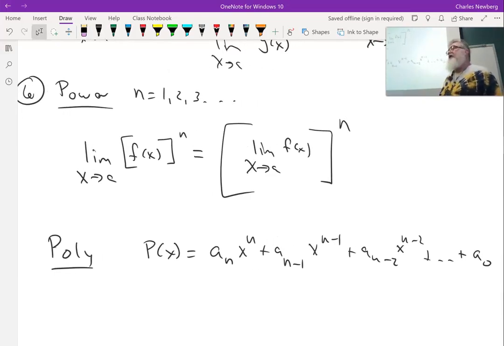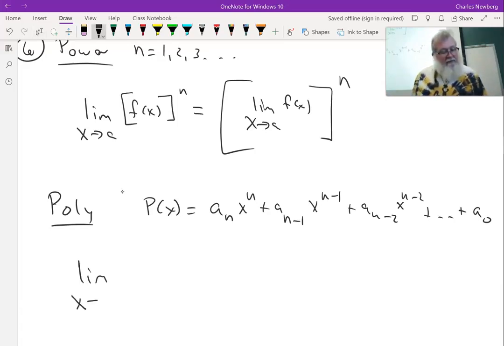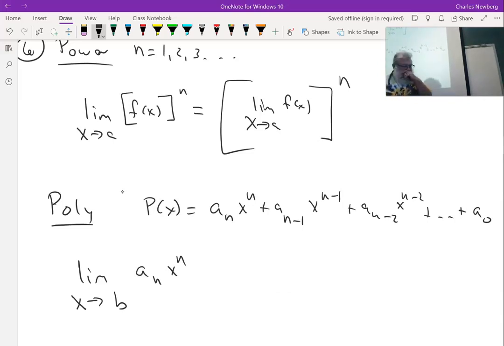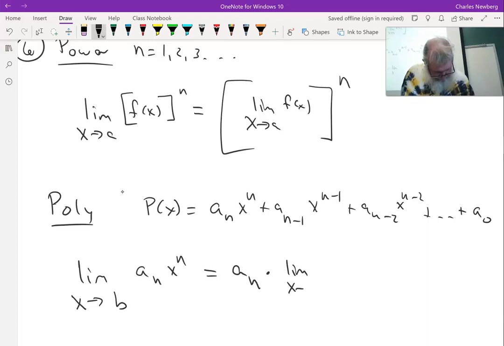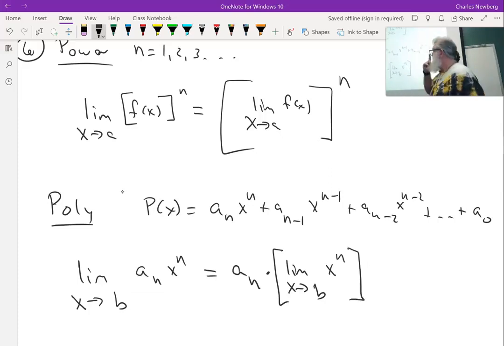All right, so let's just pick on one term. Let's just pick on the very first term there, because we know the limit of a sum is the sum of the limits. Let's just look at the limit as x goes to b, and let me go ahead and use b here so we don't have the same a's floating around. Just that first term, a sub n x to the n. Now, a sub n, that's a constant. What can we do with a constant? Factor it out. Oops, forgot to factor it out, and I rewrote it. Sorry about that. Okay, so I factored out the a sub n because it's a constant.